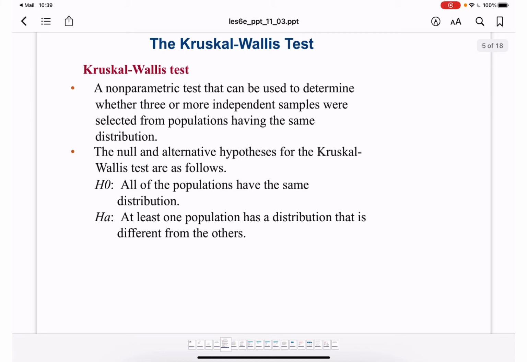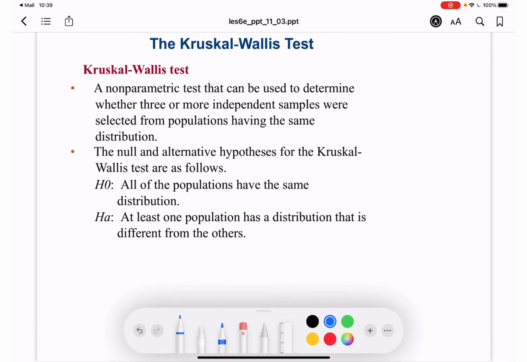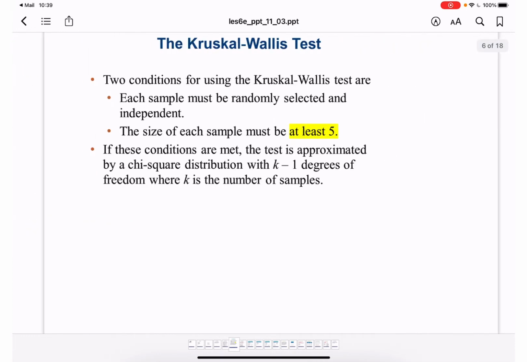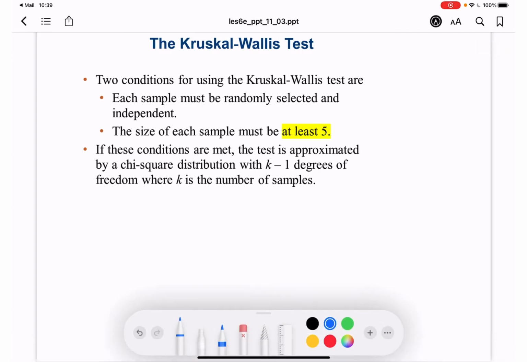Null hypothesis: all of the populations have the same distribution. And alternative: at least one population has a distribution that is different from the others. The two conditions for using the Kruskal-Wallis test are that each sample must be randomly selected and independent. Those are important things. And the size of each sample must be at least 5.